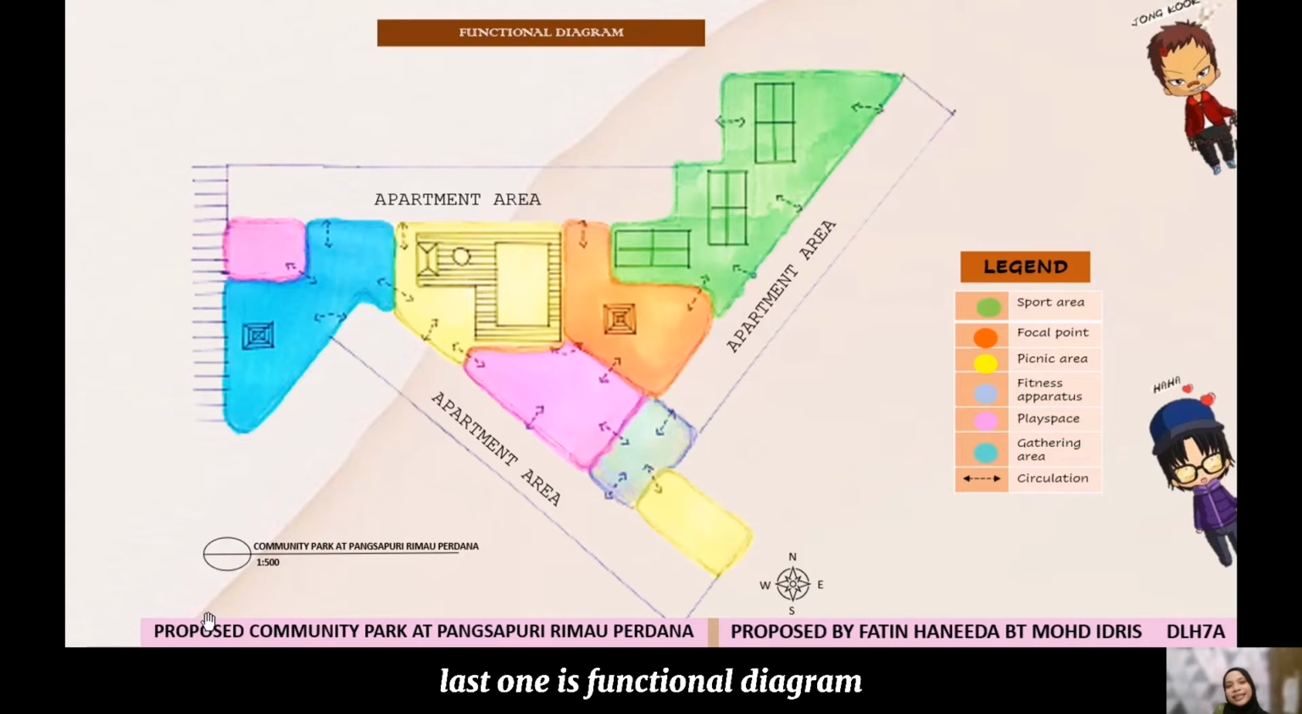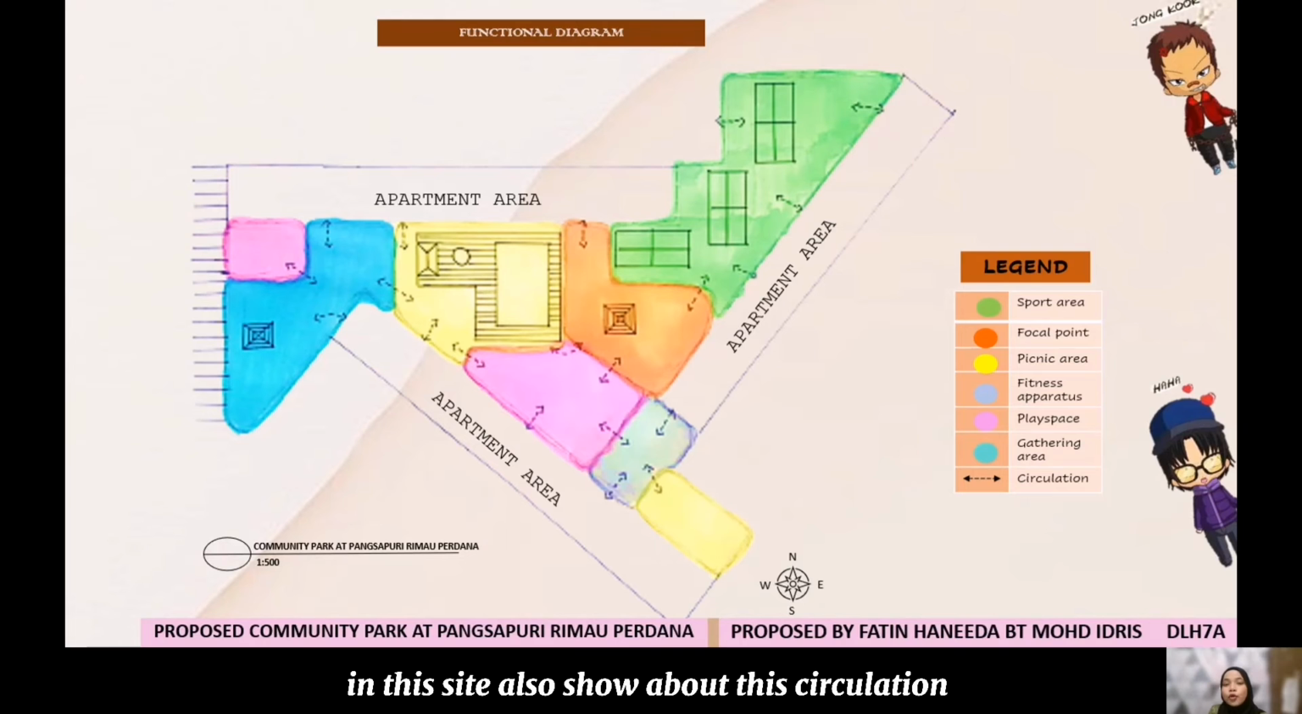Last one is functional diagram. The functional diagram shows each space area and its function. For example, at this side have sport area, focal point, picnic area, fitness apparatus, play space area, and gathering area. In this side also shows the circulation.